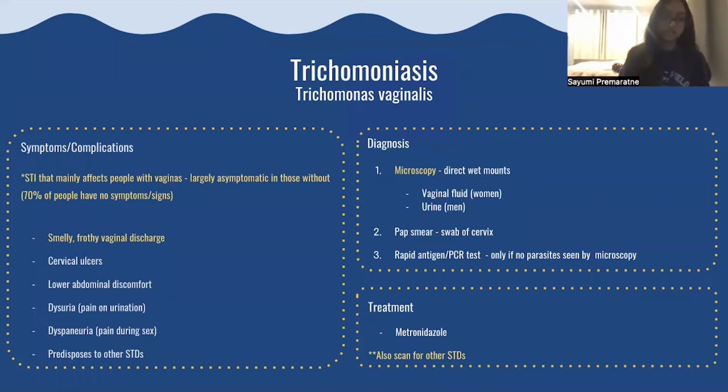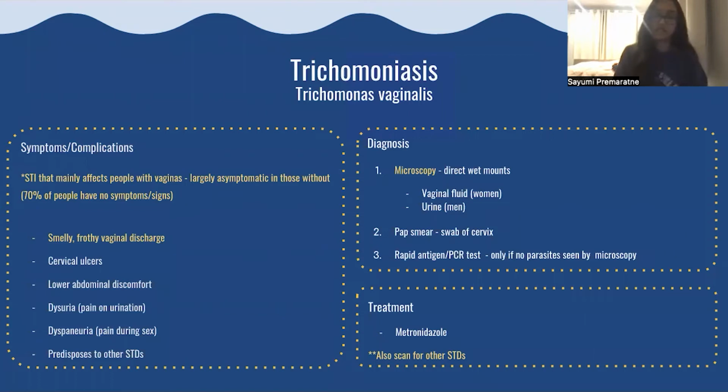And then you can also have things like cervical ulcers, abdominal discomfort, dysuria, and dyspareunia. And then you're also going to be predisposed to other STDs. So when you're treating them, you want to scan for potentially if they have other STDs. In terms of the diagnosis, again, you're going to do microscopy. So in women, you would use the vaginal fluid, but in men, you would use urine. You can also use a pap smear and, again, the rapid antigen or PCR tests. And then the treatment is metronidazole.